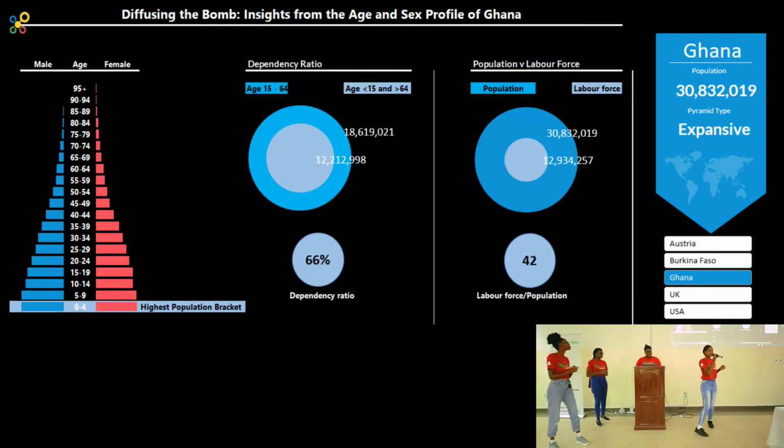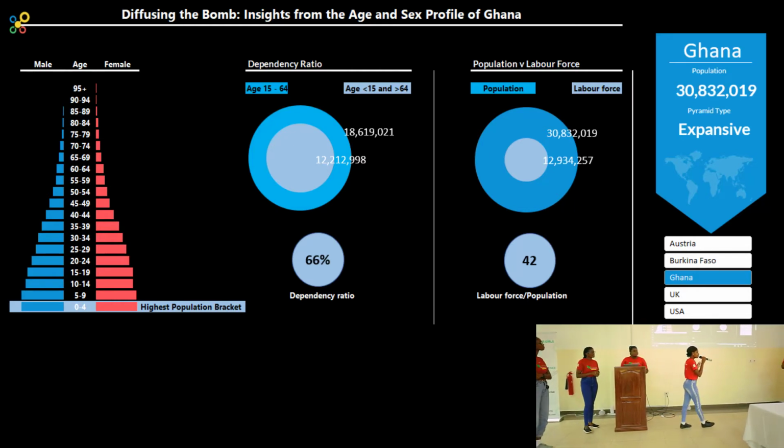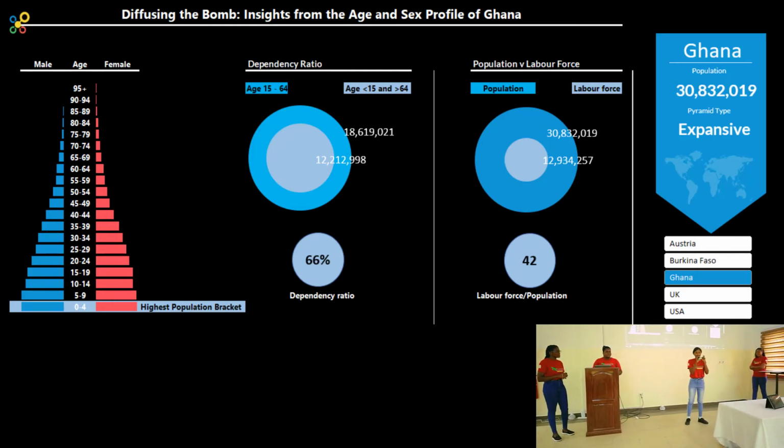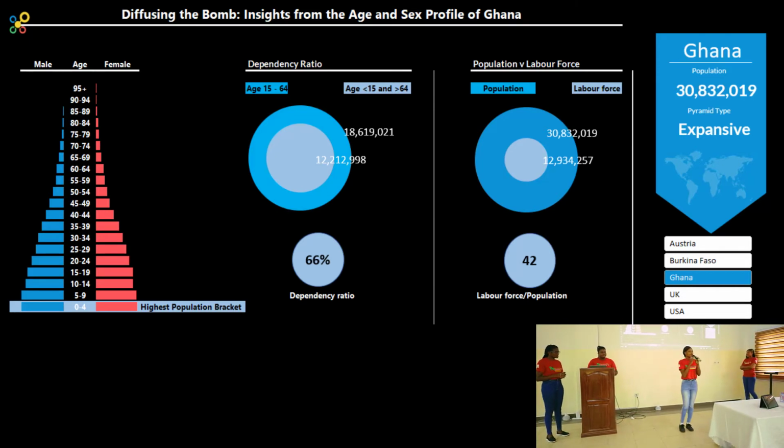Another implication of the shape of Ghana's population pyramid on its economy is the decrease in per capita income. Now, we all know per capita income is the amount of money earned per person living in a nation, and is calculated by dividing a nation's income by its total population.